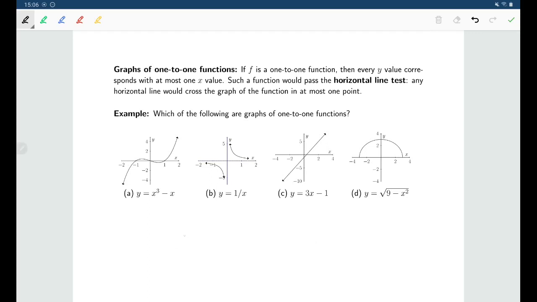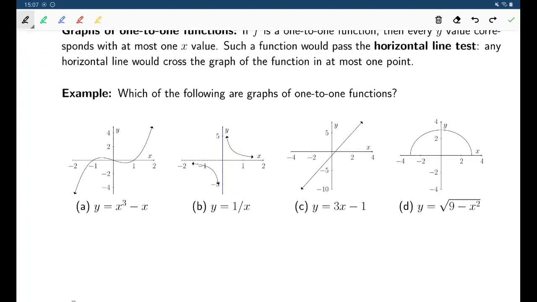Remember, there's the vertical line test. Any vertical line should pass through the graph of a function in at most one place. If it crosses through in more than one place, then it's not a function because you have one x value with more than one y value. We also have the horizontal line test, which says that if you have a horizontal line that crosses through your graph and it always crosses through in at most one place, then it's a one-to-one function. If it crosses through in more than one place, then that means there are two or more x values with the same y value, so it's not a one-to-one function.